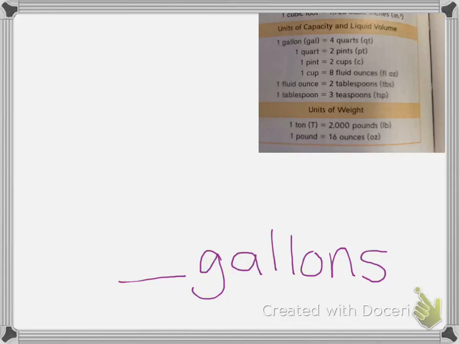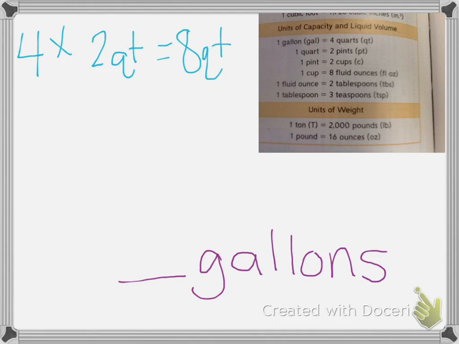Number 1 says Liz bought 4 2-quart packages of strawberries. So she has 4 2-quart packages. How many gallons of strawberries did we buy? First of all, we need to know how many quarts she has. So she has 4 2 quarts, which would be 4 times 2. So she has 8 quarts.